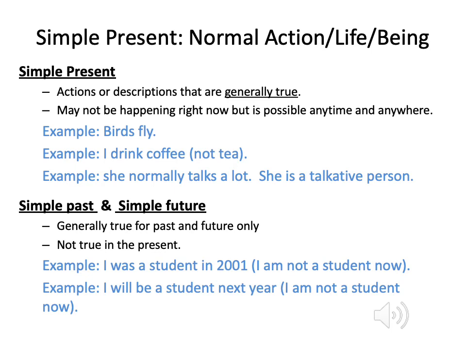Here are some examples of the simple past and simple future for normal action, life, or being. This is generally true for the past and future only, and it is not true in the present. For example, simple past, normal actions, or being actually. I was a student in 2011 or 2001. I am not a student now. Example for the future. I will be a student next year. I am not a student now.